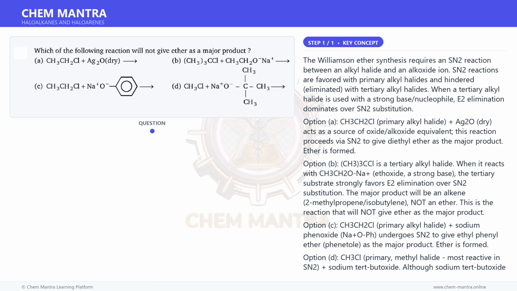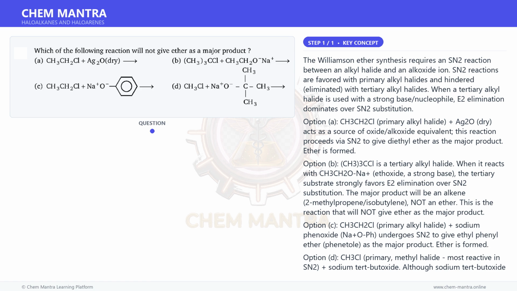Option A. CH3CH2Cl, a primary alkyl halide, plus Ag2O, dry, acts as a source of oxide-alkoxide equivalent. This reaction proceeds via SN2 to give diethyl ether as the major product. Ether is formed.